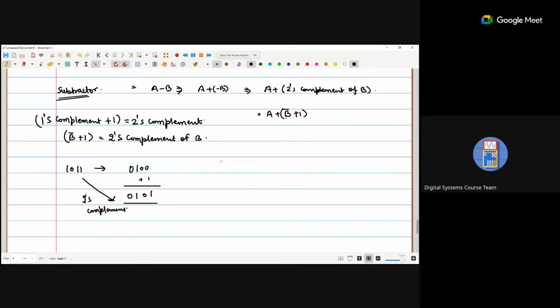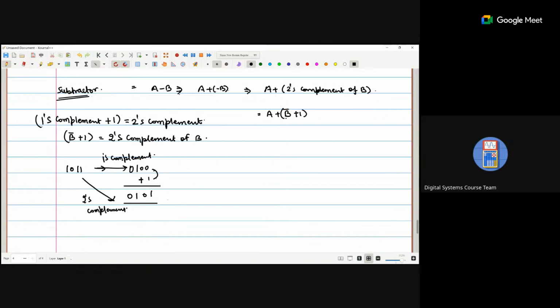How do we do that? Initially the 1's complement, and what is the meaning of 1's complement? Just invert. And add plus 1, it becomes a 2's complement. So that's why I can write A minus B as A plus B bar plus 1. Is it clear? Yes, sir. So that is simply the subtract.